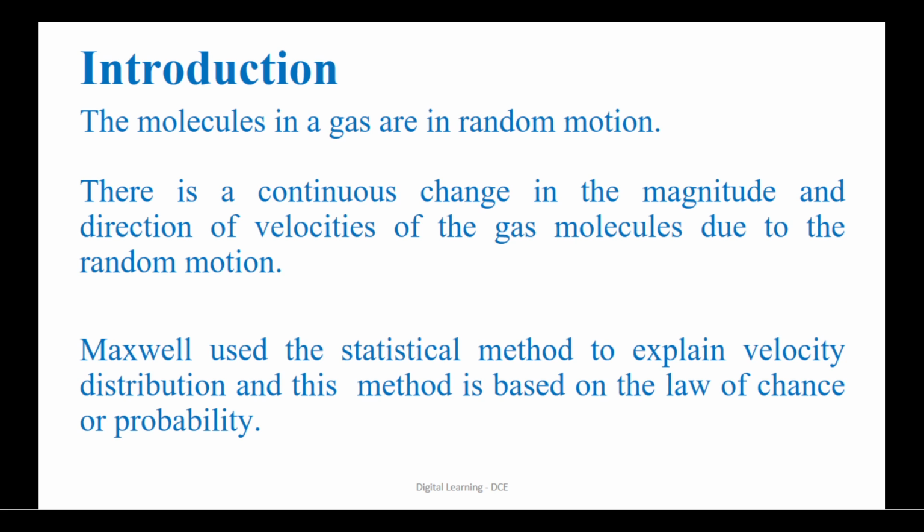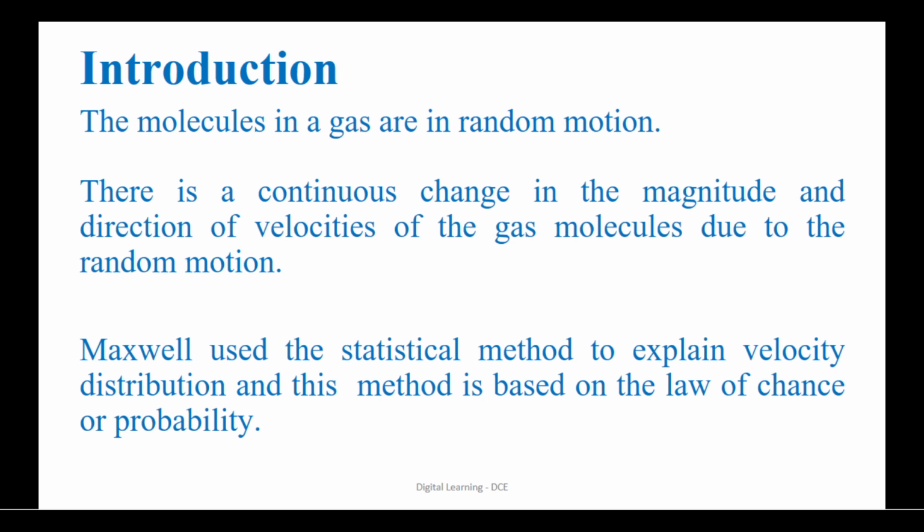Maxwell's law of velocity distribution explains the distribution of velocities of the gas molecules. As we know, gas molecules are in random motion and continuously colliding with each other and also with the walls of the container. Due to this random motion, the magnitude and direction of the velocities of the gas molecules are continuously changing. Therefore, Maxwell used a statistical method in order to explain the velocity distribution of gas molecules.